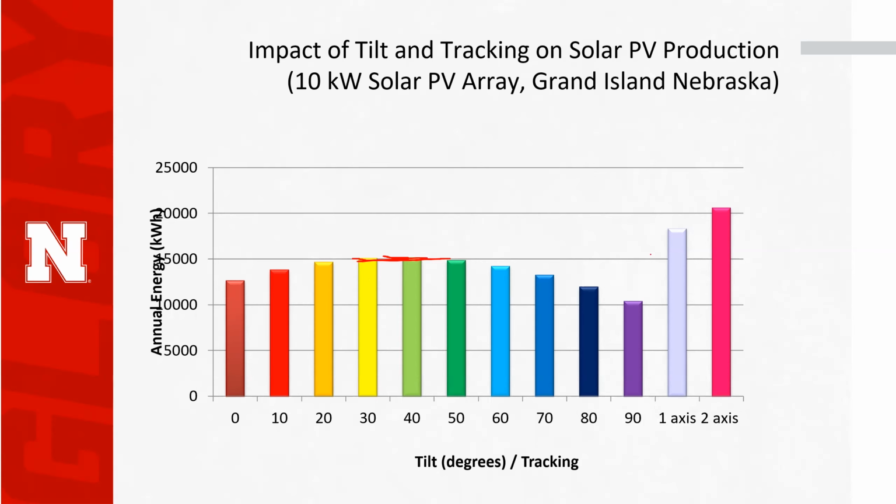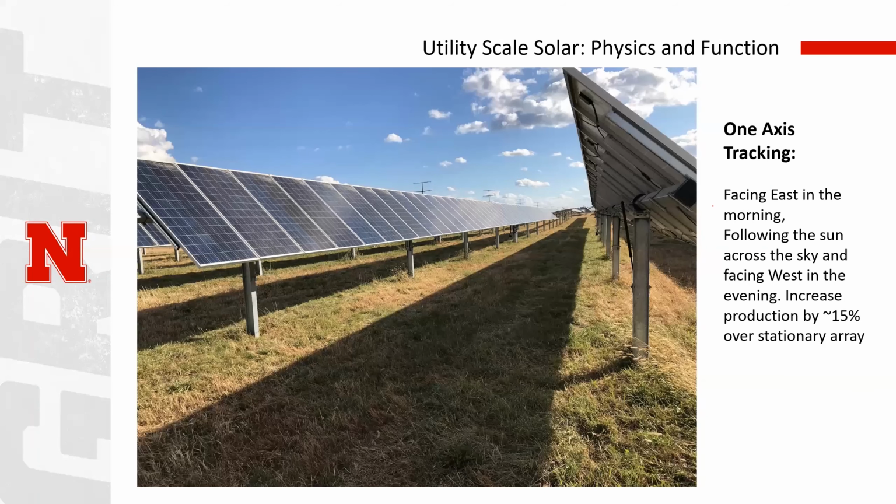But really, I bring this slide in for these two on the right. This is one axis tracking and two axis tracking. So one axis tracking, it pivots on a pivot point, and it faces east in the morning, and it follows the sun across the sky and faces west in the evening, and resets itself to do it all again every day. That's one axis tracking, gaining about 15 to 20% production.